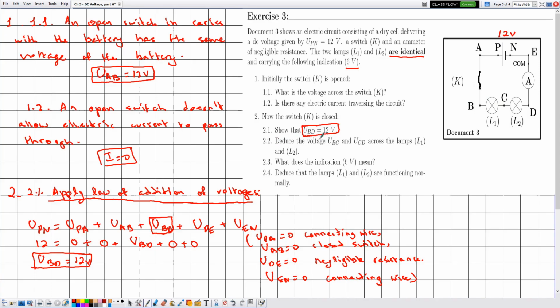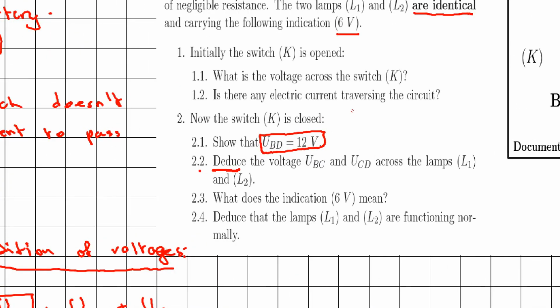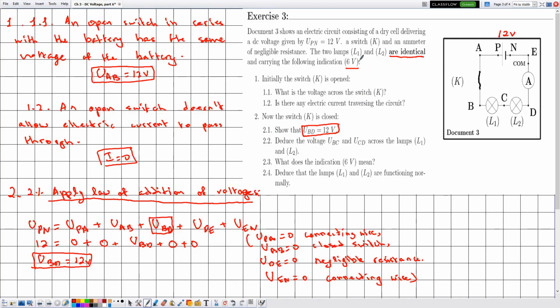Now in 2.2 they are telling me to deduce the voltage UBC and UCD across the lamps L1 and L2. The word deduce means that we need to use the part just before. Knowing that the lamps L1 and L2 are identical, both of them will have the same voltage, and we already proved in part 2.1 that the voltage across both of them is given by 12 volts, and because they are identical, each one will have an applied voltage of 6 volts.